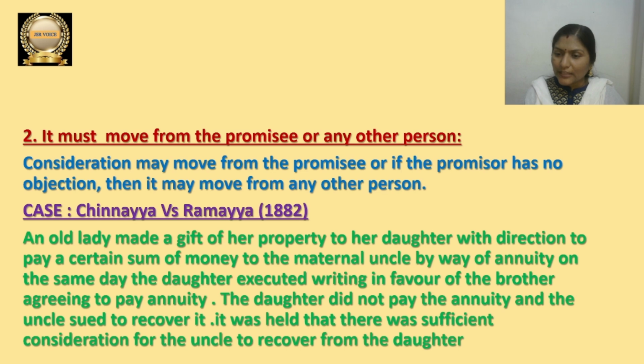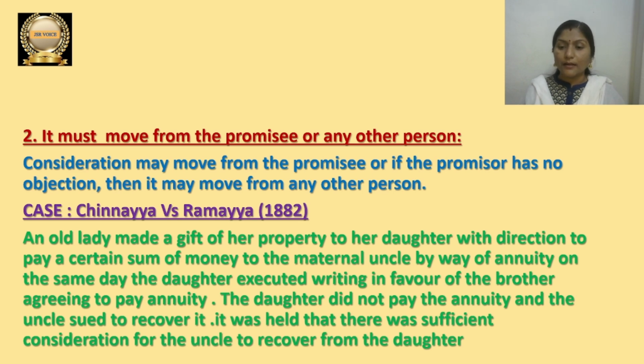The daughter did not pay the annuity and the uncle sued to recover it. So later the daughter did not pay the annuity to the uncle. She promised that she was going to pay, and she had written on the document that she was ready to pay, but later she did not pay. Then the uncle filed a case against the daughter that she is not paying money.